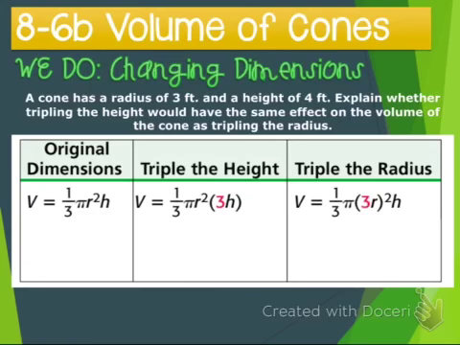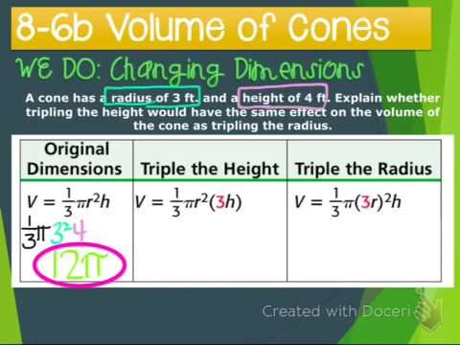Okay, something we've been working on is changing dimensions, and some of you get confused by it. Really, all that I want you to take away is to look at what happens when we change certain dimensions throughout the formula. So our first original dimension, we've got this cone that has a radius of 3 and a height of 4. If we just do the straightforward math, without doing the decimal multiplication, we're going to get 12 pi.